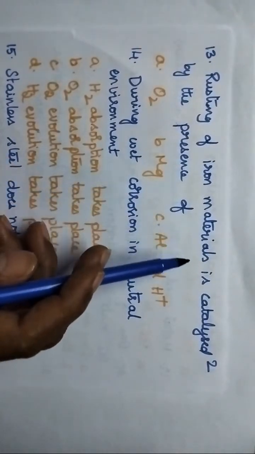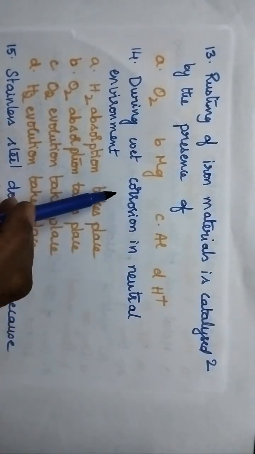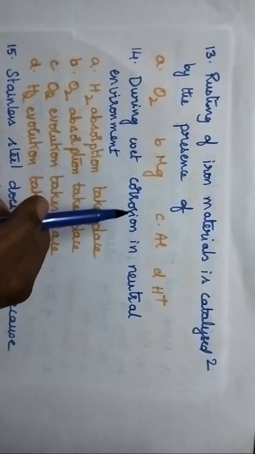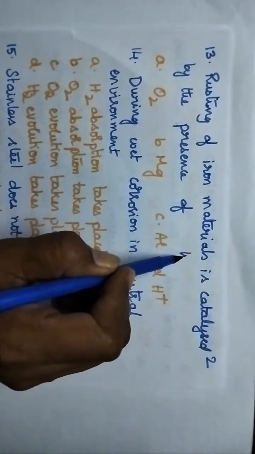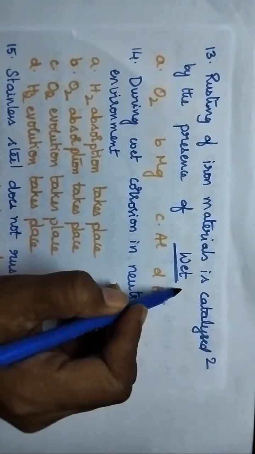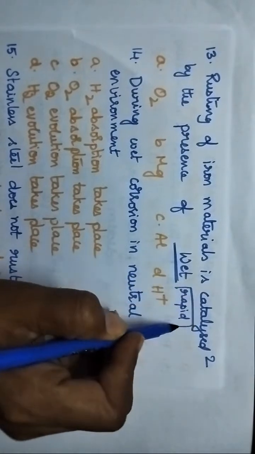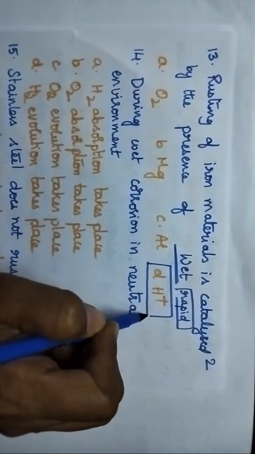Rusting of iron material is catalyzed. Yes, Rama Durga, Rebecca, they gave the right option. Too good. Undoubtedly, especially rusting of iron takes place under wet conditions. So, under wet conditions, the rate of corrosion is rapid. It can be catalyzed by the presence of H+ ions. So, option D is the right answer.